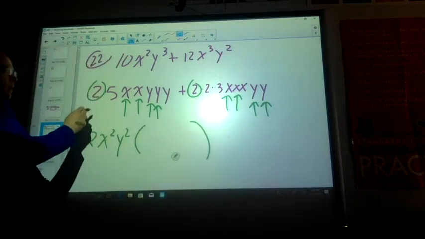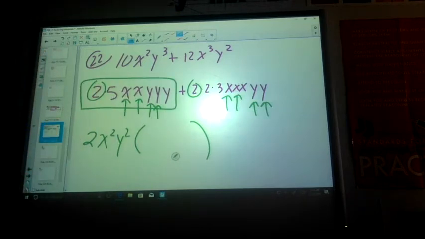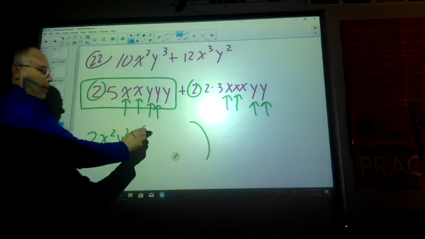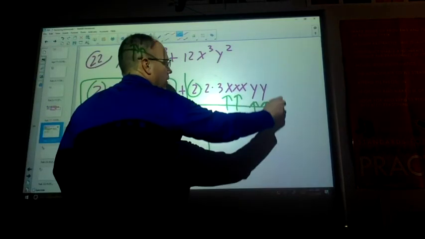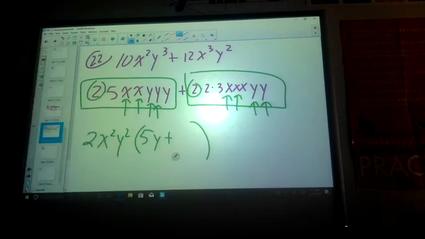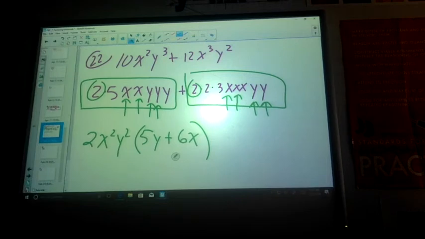If I factor that out, what do I have left here? 5 and a y. That plus sign comes down. If I factor all those out, what do I have left? 6x, yeah, done. So you're undoing distributing, right? Feel comfortable?